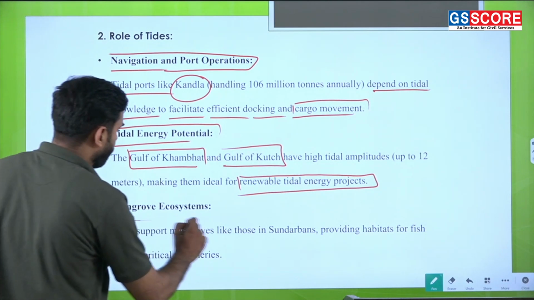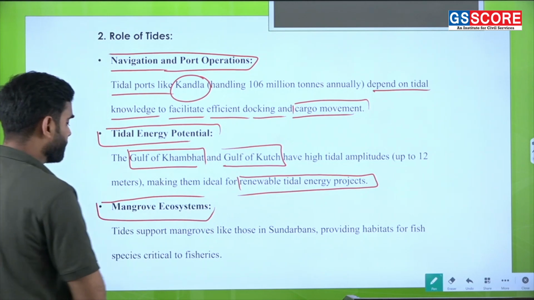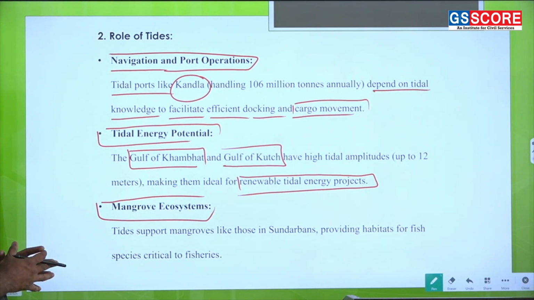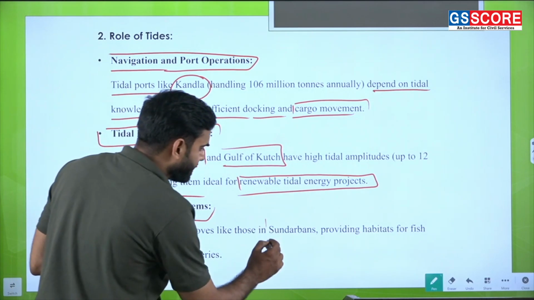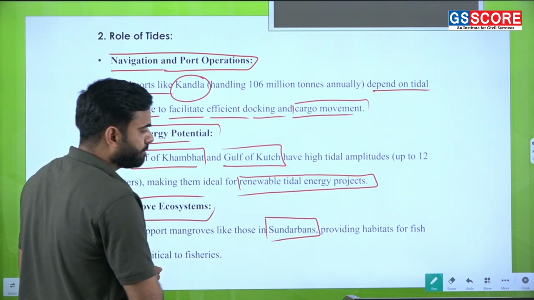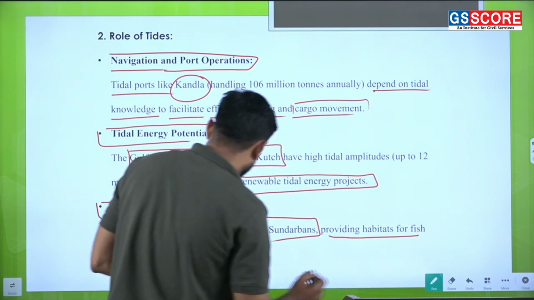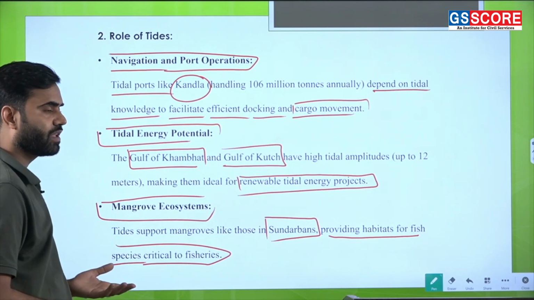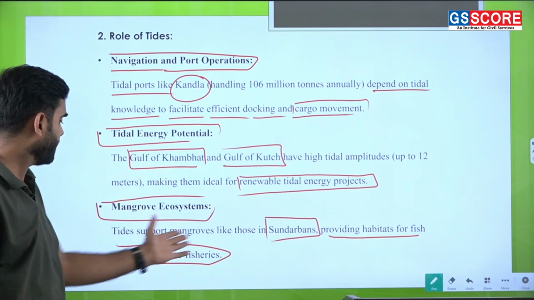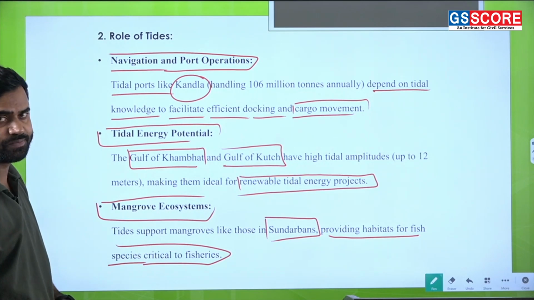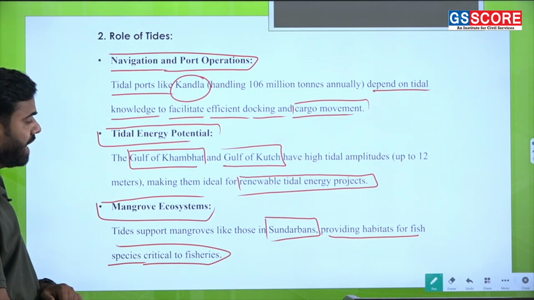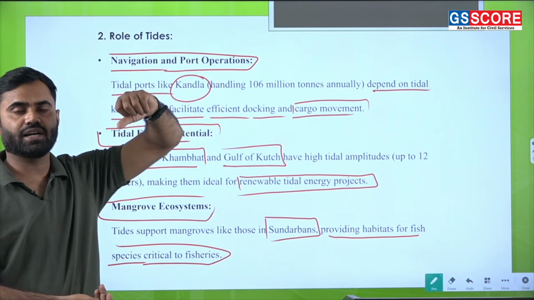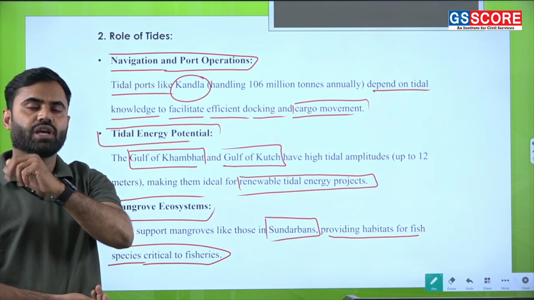Next, mangrove forest or mangrove ecosystem. As we know that tide supports mangroves, and I choose an example from the Sundarban site, providing habitat for fish species critical to fisheries. Yes, provide the fish species critical to fisheries.